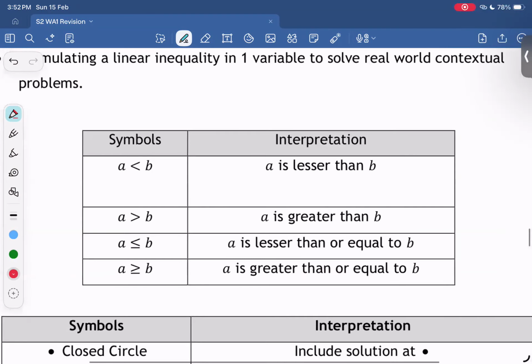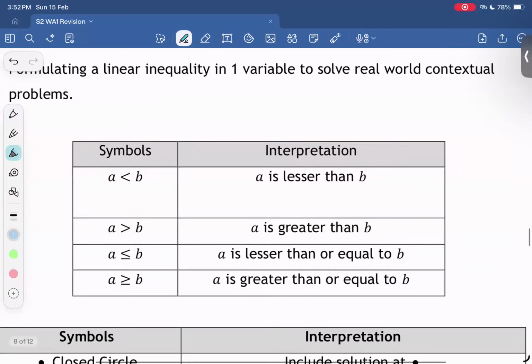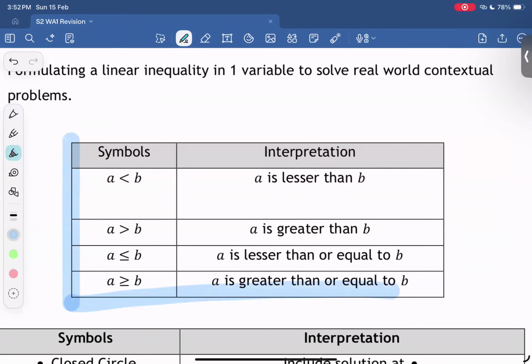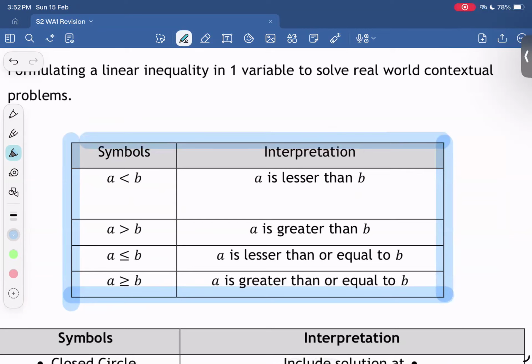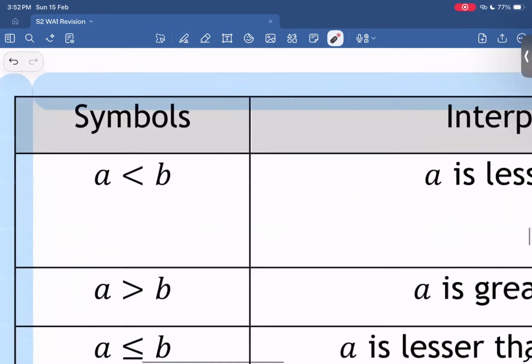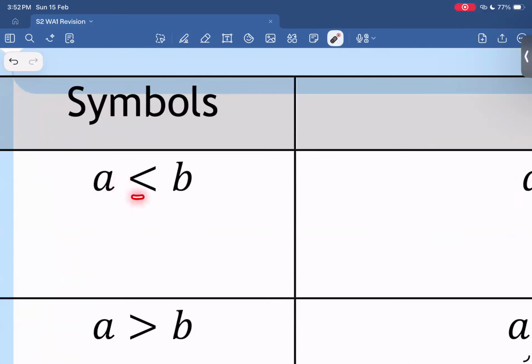Over here, there are some basic symbols that I've already summarized for you guys. Take a look. I hope you guys understand every single symbol that is in this box over here. For example, A, arrow B. This arrow is pointing to the left a bit, right? So this means that A is smaller than B.